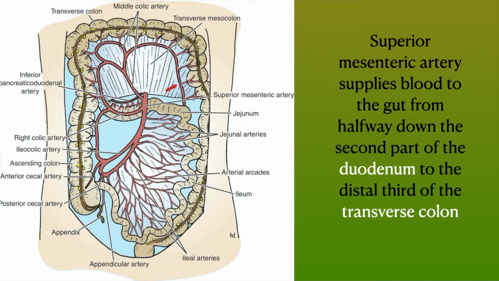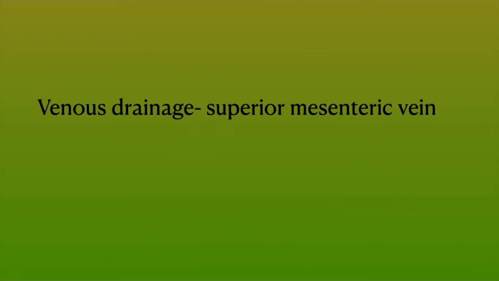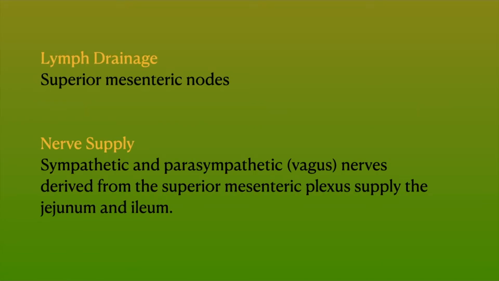The superior mesenteric artery is the main blood supply of the major portion of the small intestine, right from halfway down the second part of the duodenum right up to the distal third of the transverse colon. The venous drainage is into the superior mesenteric vein. The lymph nodes drain into superior mesenteric nodes. The nerve supply, sympathetic and parasympathetic nerves derived from the superior mesenteric plexus, supply the jejunum and the ileum.